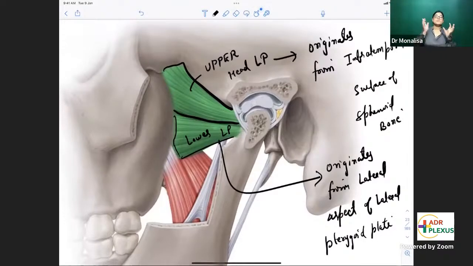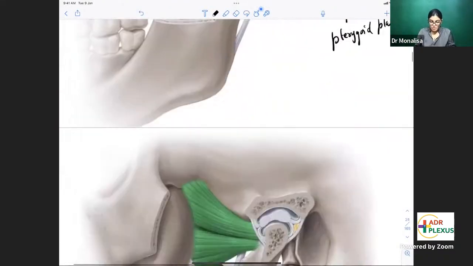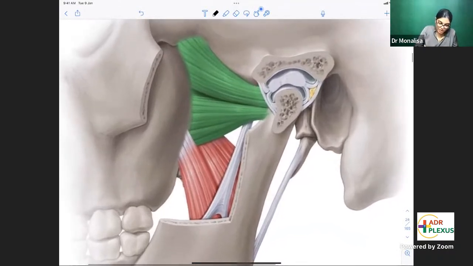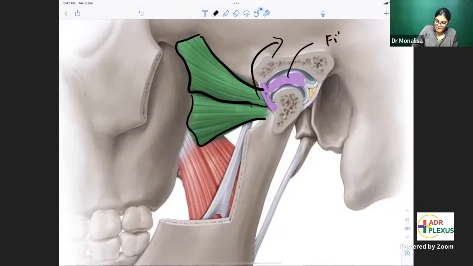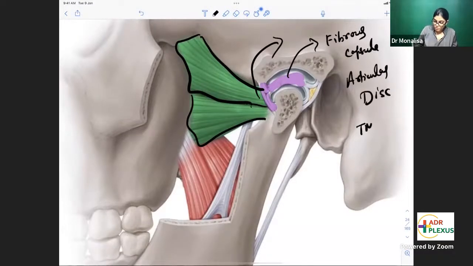And the other point which is quite appreciable in this diagram is the insertion point of the lateral pterygoid muscle. Here you can appreciate this lateral pterygoid muscle, after originating from the infratemporal surface of the sphenoid bone and the lateral plate of the lateral pterygoid, inserting into its structure. It is merging with the articular disc of the TM joint and the fibrous capsule, the temporomandibular joint, and also inserts into the pterygoid fovea.